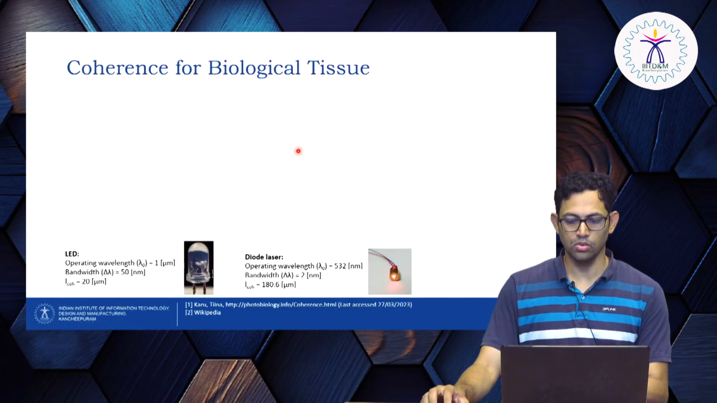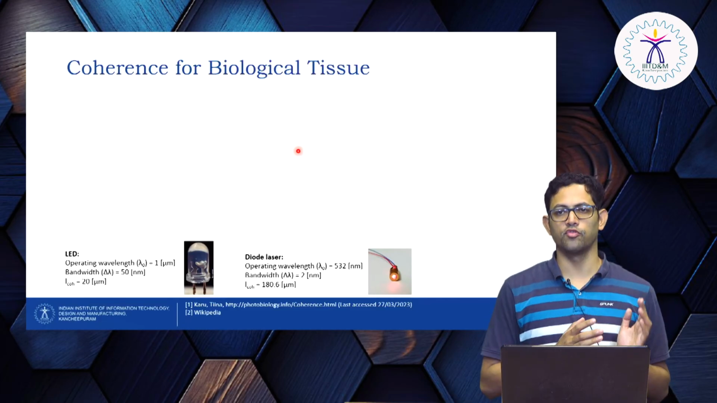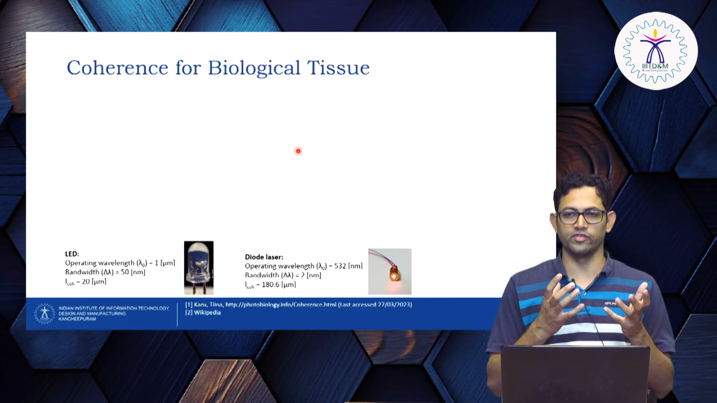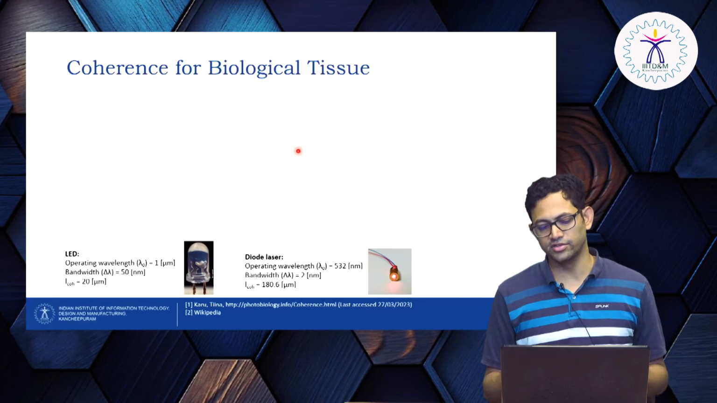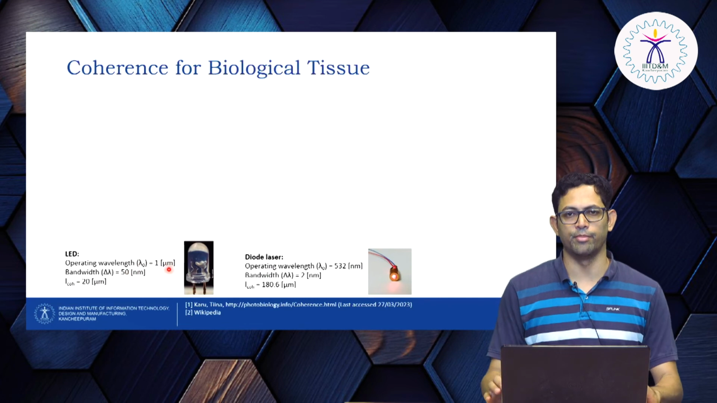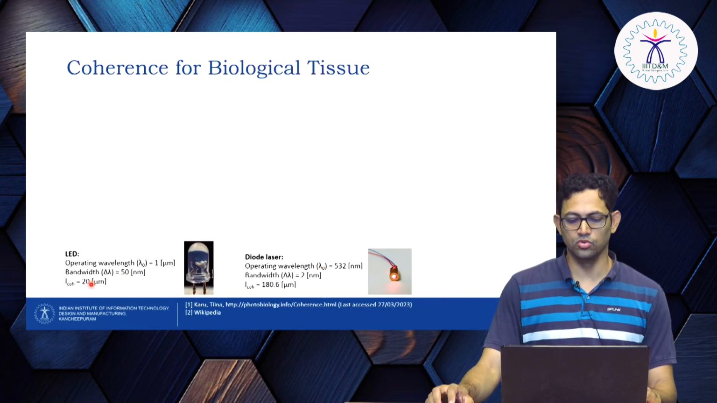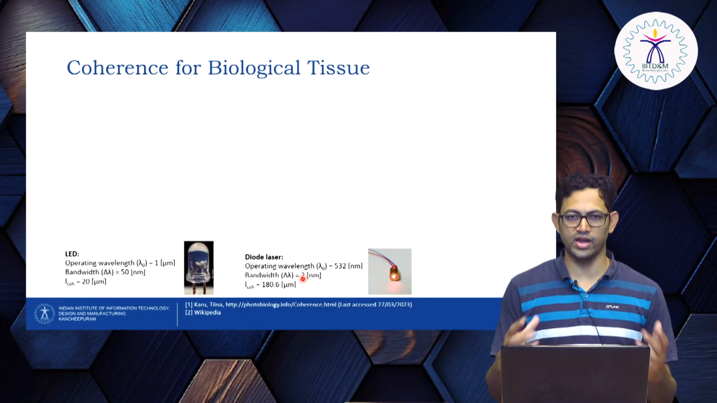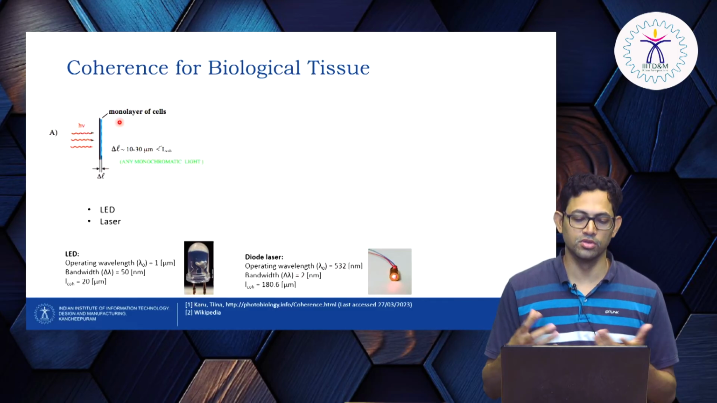Okay, so now we have understood what a coherent light source is, both spatially coherent and temporally coherent. Now let us see what kind of light source we need to use for biological applications. More or less we use a light emitting diode and the laser diode. I have written the coherence length for both of them. Based on that, let us see what the cases would be for different tissue types.